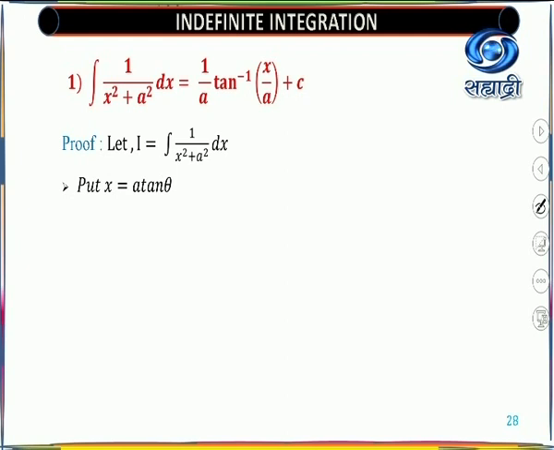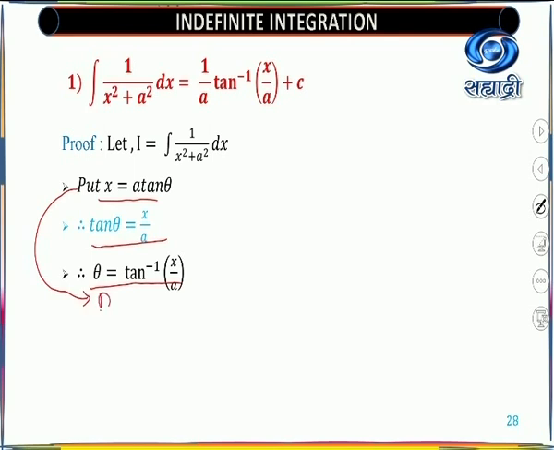We use the substitution x equal to a tan theta. With this substitution, tan theta equals x by a. Again, we need a simplification in terms of theta, which gives theta equal to tan inverse x by a. All these are nothing but simplifications. By differentiating this substitution, you get dx equal to a sec square theta d theta. Now these values need to be substituted in our integral.